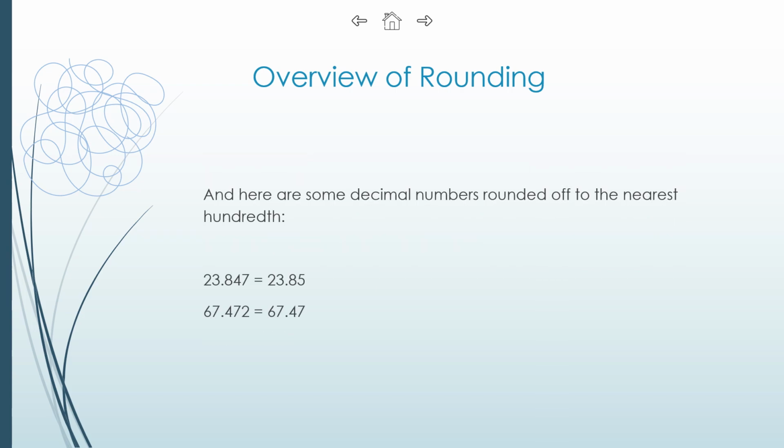Here are some decimal numbers rounded off to the nearest hundredth. So 23.847 would be rounded to the nearest hundredth at 23.85. 67.472 is rounded to 67.47.